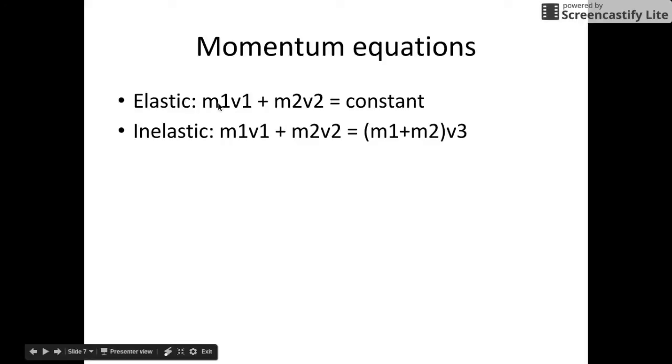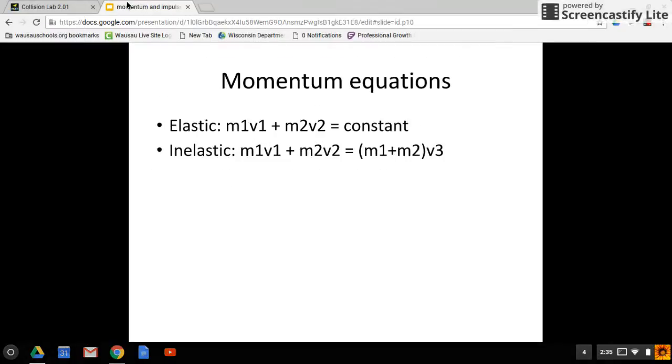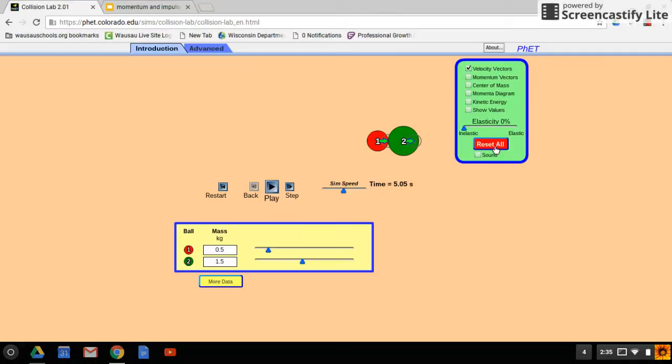All right. There's an equation for each one that you can use to figure out what happens. For an elastic collision, let's say this is object 1, the red ball. You take its mass times its velocity, m1 times v1, and add it to the other object's mass times its velocity. So this object's momentum plus the other object's momentum before the collision will be the total momentum after the collision. Let's go back and see if that's actually true.